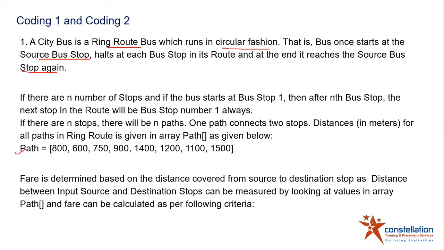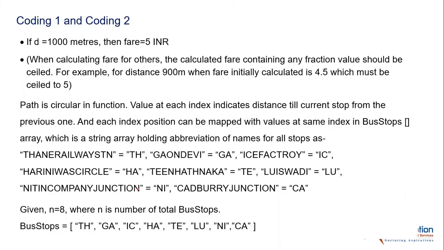Okay, so they have given us an array. Fare is determined based on the distance covered from source to destination stop, as the distance between input source and destination stops can be measured by looking at values in the array path, and fare can be calculated as per the following criteria. So let us have a look at the criteria. If D is equal to 1000 meters, then fare is 5 rupees. When calculating fare for others, the calculated fare containing any fraction values should be sealed. For example, for a distance of 900 meters, the fare initially calculated is 4.5, which must be sealed to 5.